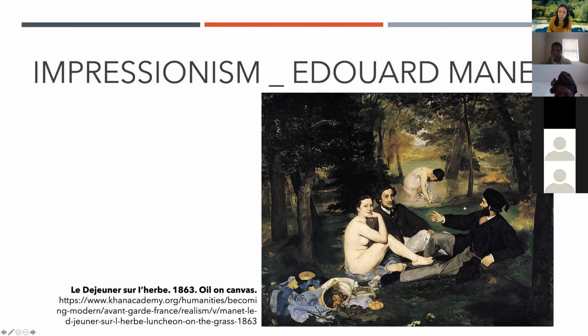In modeling his figures, he focused on the highest and the lowest values, all but eliminating the middle and transitional tones. As a result, forms such as the nude woman's body appear flattened, as though illuminated by a sudden flashlight. I will share a video to see this painting in detail.